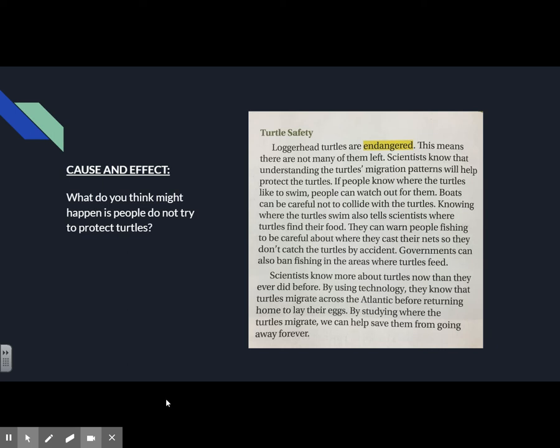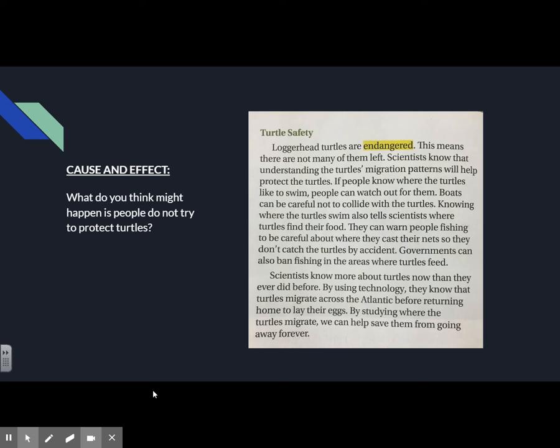Cause and effect. What do you think might happen if people did not try to protect turtles? So turtle safety. Loggerhead turtles are endangered, and when we read about the giraffes, we talked about the word endangered. Endangered means that these turtles are in danger of losing their habitat and disappearing from Earth forever. So, loggerhead turtles are endangered. This means that there are not many of them left.